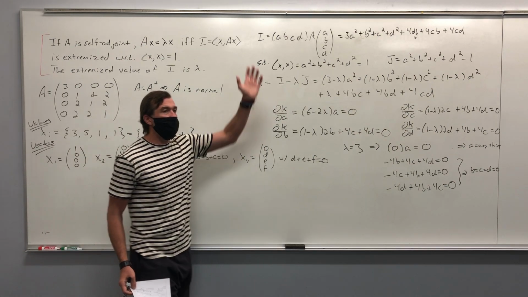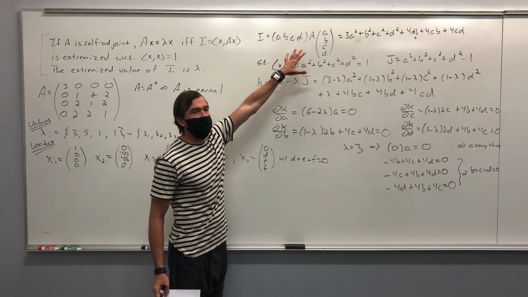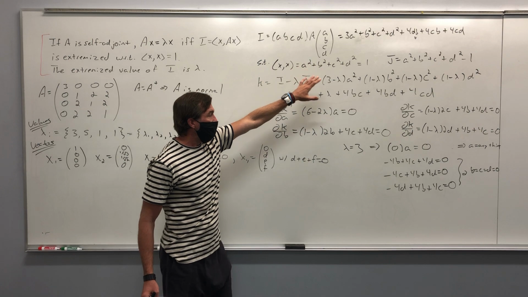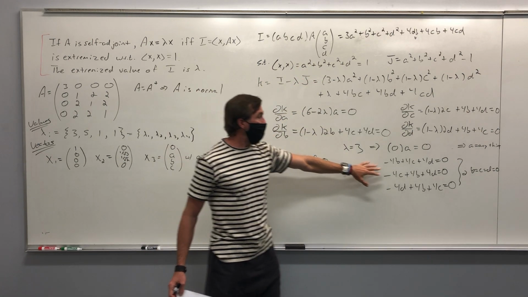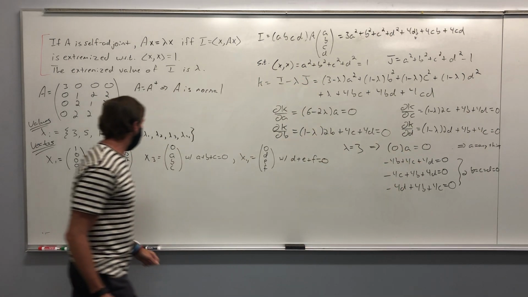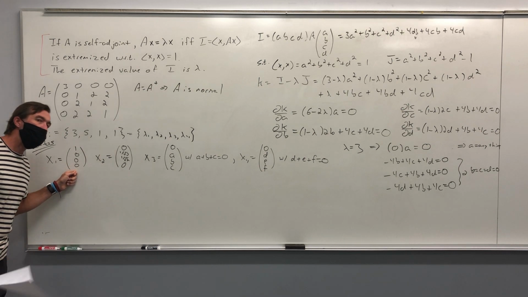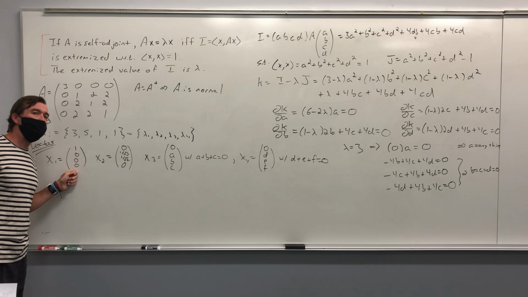Notice, I'm not finding an eigenvector, I'm just extremizing this function subject to this constraint. But when lambda is equal to 3, I'm generating the exact same eigenvector, which if you normalize it, you just get 1, 0, 0, 0. Okay?